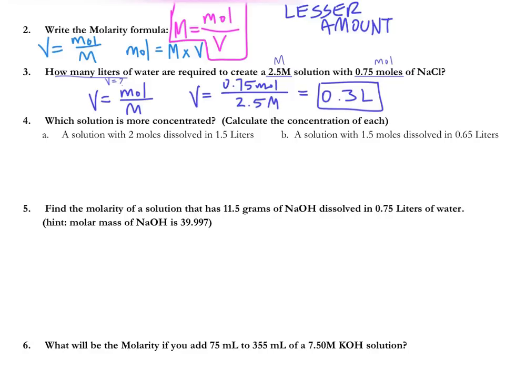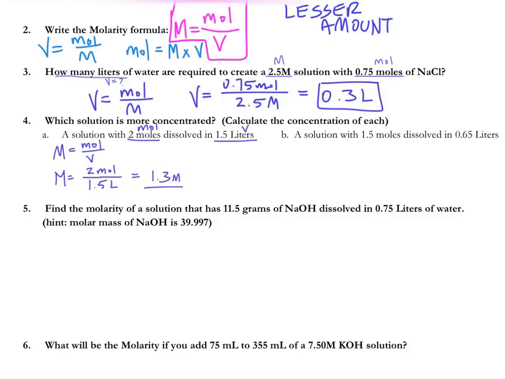So let's start with A first. In A, I'm given the number of moles, which is 2, and I'm given 1.5 liters, which measures volume. So I need to figure out molarity. And we said already molarity equals the number of moles divided by volume. So my molarity is 2 divided by 1.5 liters, giving me a molarity of 1.3.